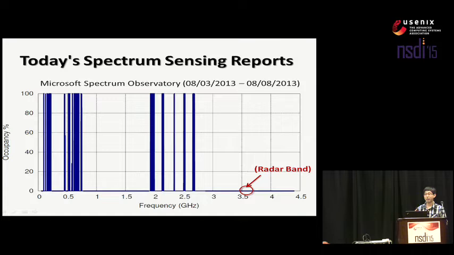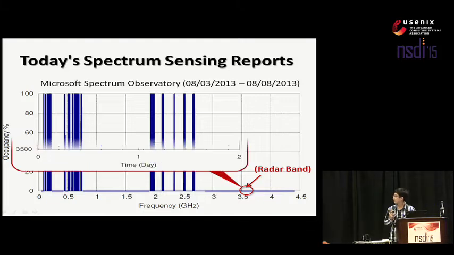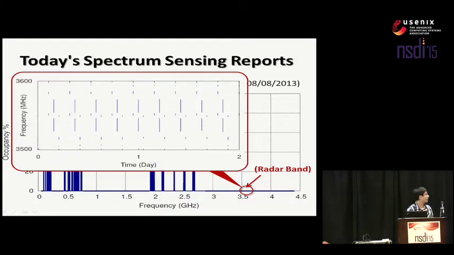On that report, it looks like it's not used, it's empty. However, if we focus all of our sensing resources on that particular band and listen continuously, this is what we found. On the x-axis is the time, and on the y-axis is the frequency. As you can see, there is an active signal here which repeats itself. Because it has a very low duty cycle, it has very low occupancy, so it is missed by the sensing hardware.